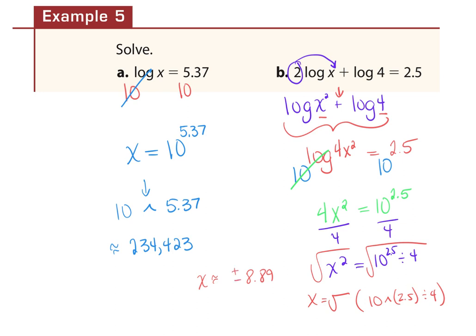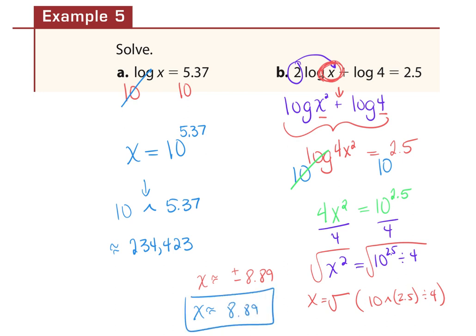Positive and negative root, right? Here's the thing. You have to check these, all right? Because if I were to plug in a negative number right here, I'm saying 10 to what power equals a negative number. It's not always true that the negative is not going to work, but in this case it is. Because you can't take 10 to any power and make it negative. So your negative here is extraneous. X is only going to equal the positive 8.89.